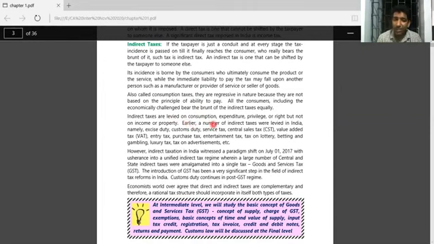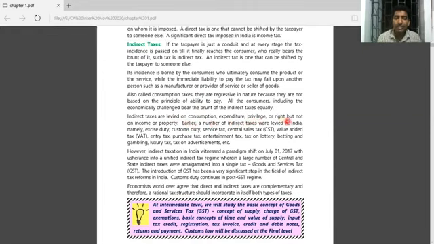Indirect tax is levied on consumption, expenditure, privilege or right, but not on income or property. So we have seen on income, direct tax is levied, and on consumption and expenditure, indirect tax is levied. Earlier, a number of indirect taxes were levied in India, namely excise duty, customs duty, service tax, CST, VAT, entry tax, sales tax, entertainment tax, tax on lottery, bet, gambling, luxury tax, tax on advertisement, etc. So there were many indirect taxes prior to GST.